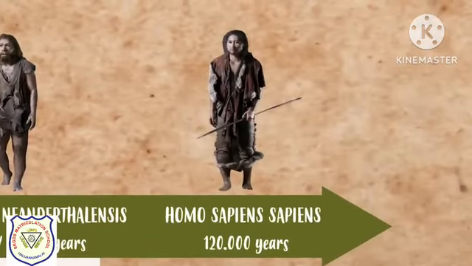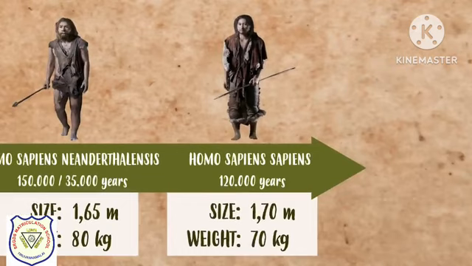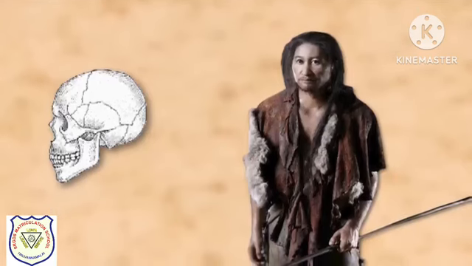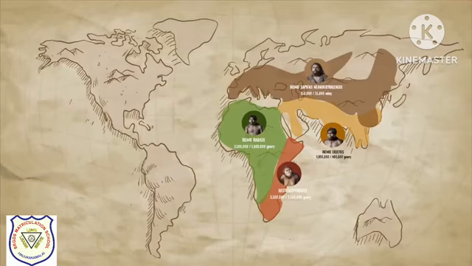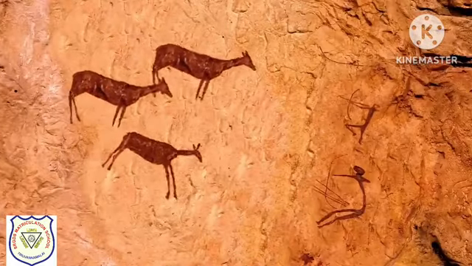The Homo sapiens sapiens lived 120,000 years ago. It measured 1 meter 70 centimeters and weighed 70 kilos. Its physical appearance and brain were the same as a contemporary human being, and it colonized America and Oceania. It was the first artist hominid and left behind samples of their art, like these cave paintings you can see in the images.